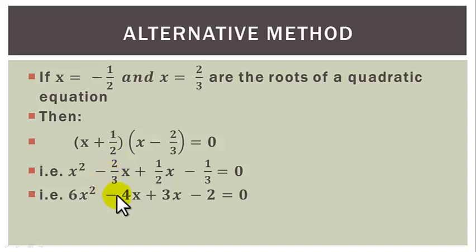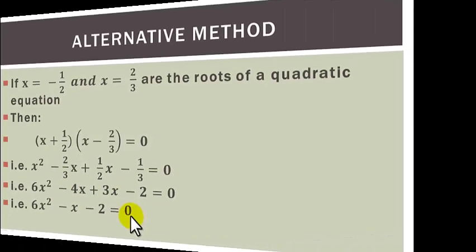That will give us -4x, plus, if you multiply this by 6, 2 will cancel 6 to give us 3. So this will be plus 3x. If you multiply this one by 6, 3 will cancel 6 to give us 2. So this will be -2. If you multiply 0 by 6, that will be 0. So therefore, this will become 6x squared minus 4x plus 3x is minus x, then -2 equal to 0.